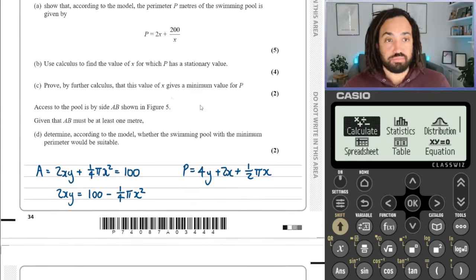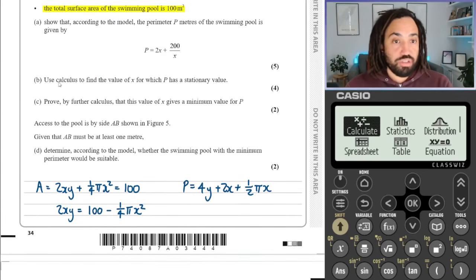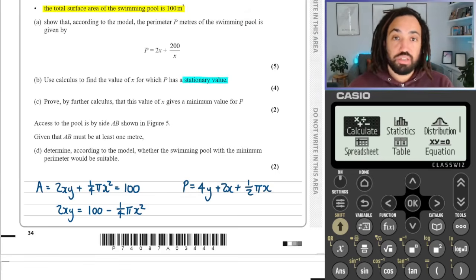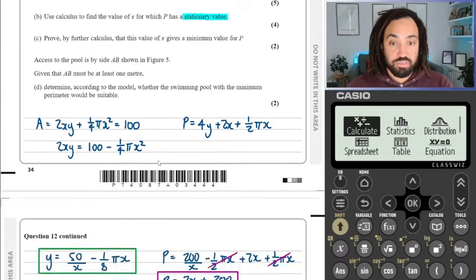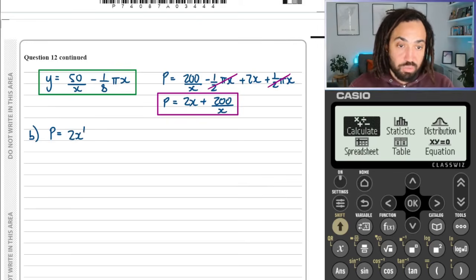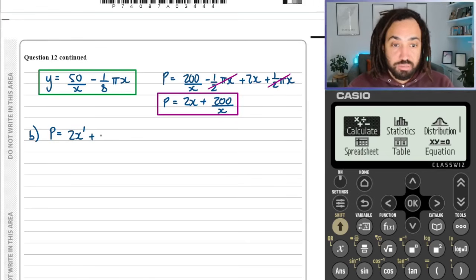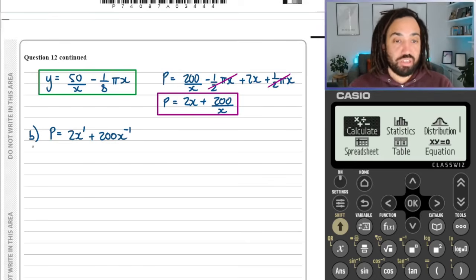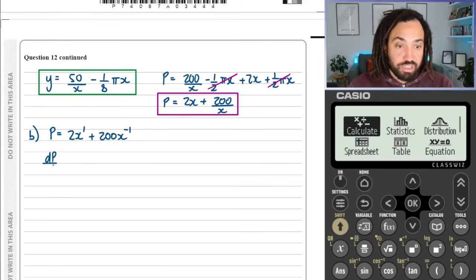Great. Okay, part B, it says use calculus to find the value of x for which p has a stationary value. So stationary value means the derivative is equal to 0. So we're going to take the perimeter and differentiate it for part B. Now the first thing we're going to do is write it as powers of x. So this is 2x to the 1, and because the x is on the bottom there, that means it is 200x to the minus 1. That's going to allow us to differentiate nice and easily.